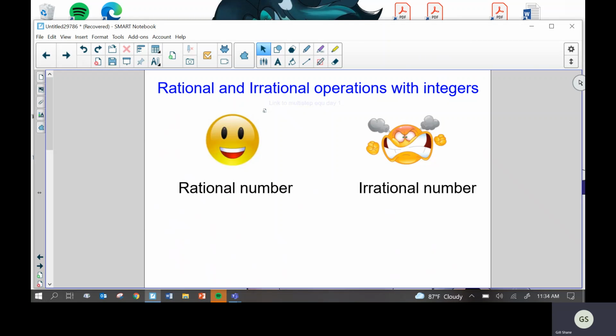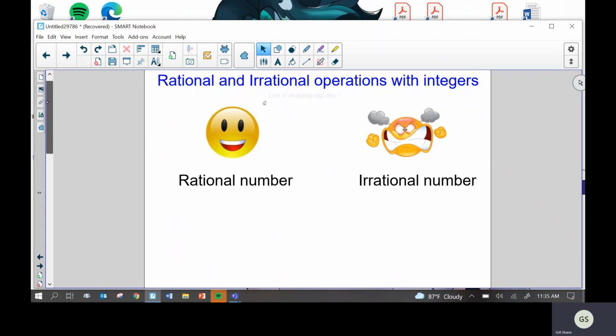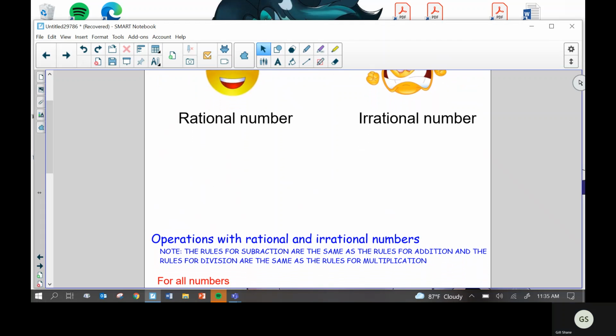So I'm very rational. I like things to make sense. She's a lot more emotional, so she doesn't always make sense to me. So irrational, we said, doesn't make sense. Rational makes sense. That was the general definition. So here's the way this applies to the lesson.